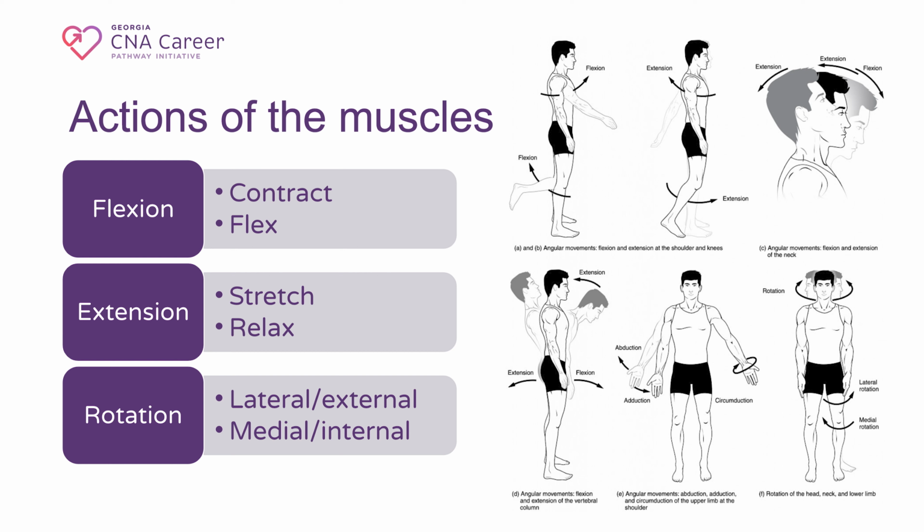Rotation refers to all types of movements made around the central axis. Rotation is normally seen at the head, limbs, and vertebrae. Lateral or external rotation is when a body part is moving away from the body's midline. Medial or internal rotation is when a body part is moving towards the body's midline.